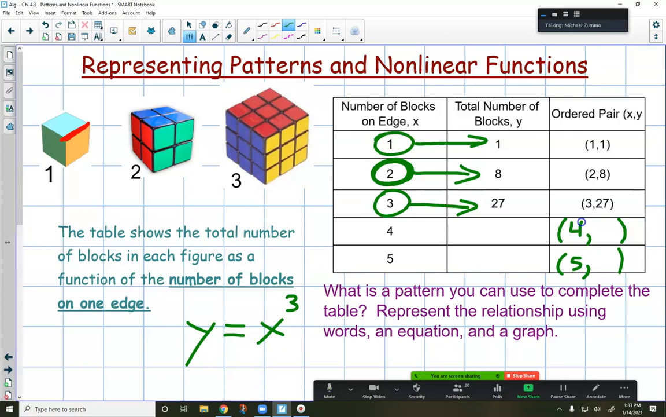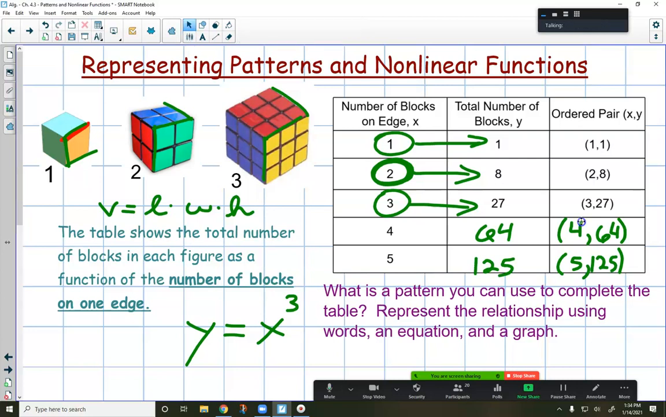But if you think about it, it's a cube. We're almost finding the volume of this. Remember, volume is like the length times the width times the height. This is a 1 by 1 by 1 cube. This is a 2 by 2 by 2 cube. This is a 3 by 3 by 3 cube. So it's 3 to the 3rd power. It's 2 to the 3rd power. It's 1 to the 3rd power. 4 to the 3rd power would be 64. So there would be 64 blocks with an edge length of 4. 5 cubed is 125. So it would be 125 total blocks, okay, with an edge length of 5.